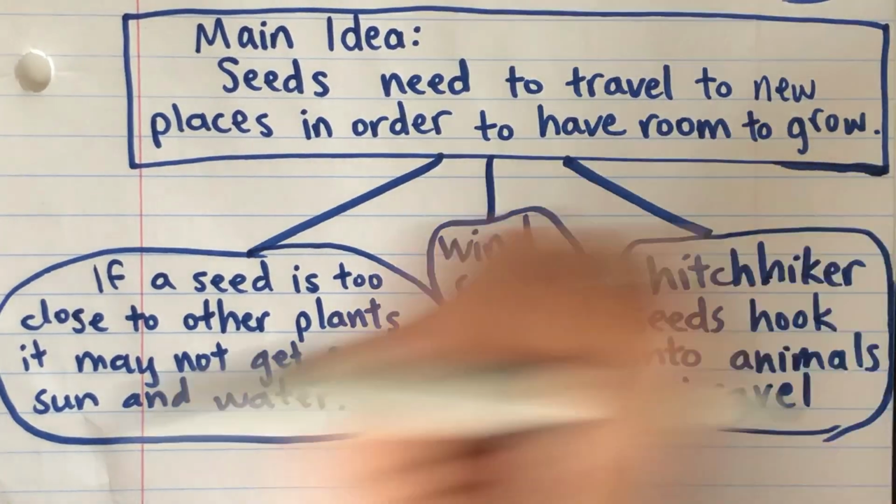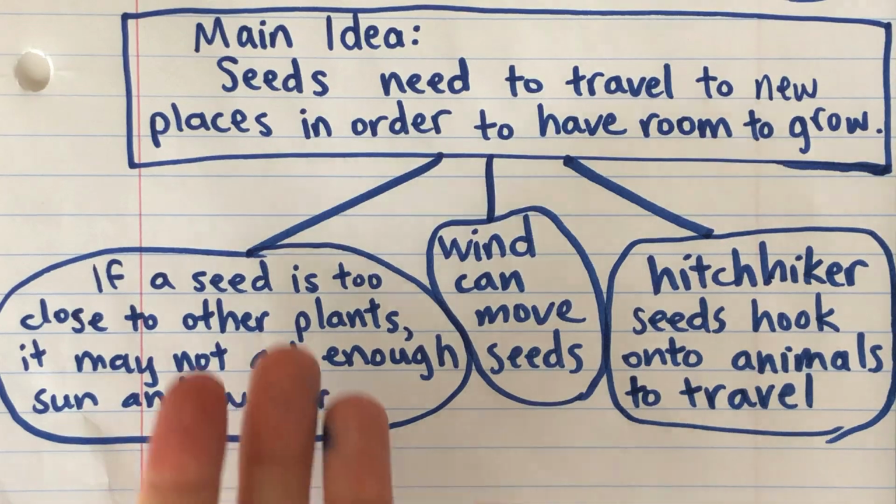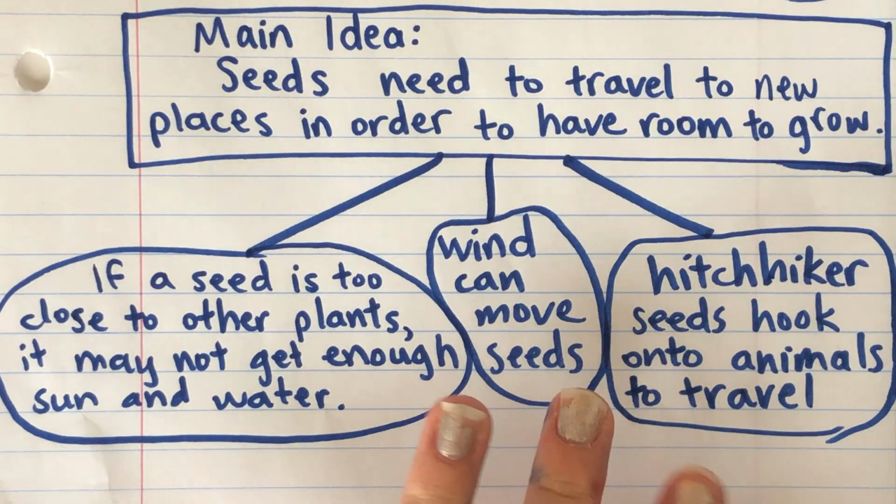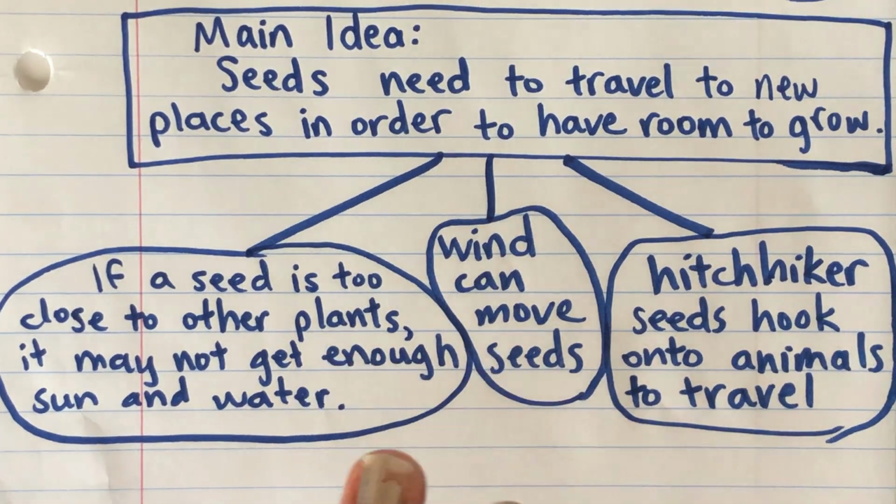All right, so there is my main idea and 3 details that support this main idea. That's really important to make sure that the details are giving me information about that main idea. Since Seeds Need to Move was such a short passage, I just focused on figuring out what the main idea of the whole passage was.